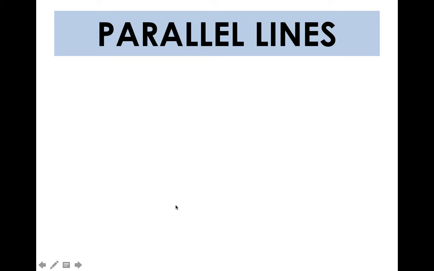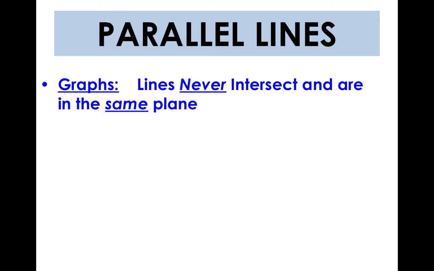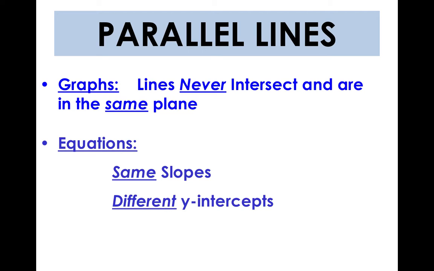So when we're talking about parallel lines, because that's what we're getting into today, parallel and perpendicular lines. One thing about parallel lines that you need to remember is that parallel lines never intersect and are in the same plane. When you're dealing with equations for parallel lines, there are 2 things you need to remember. Parallel lines have the same slopes but different y-intercepts. So just to reiterate, the slope is represented by the m and the y-intercept is represented by the b.